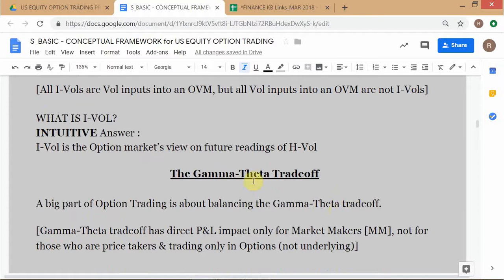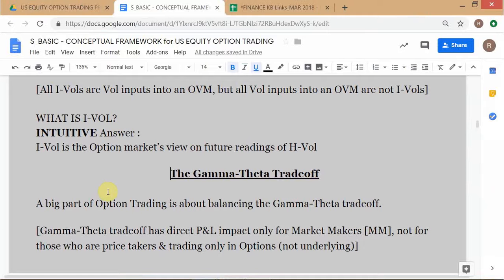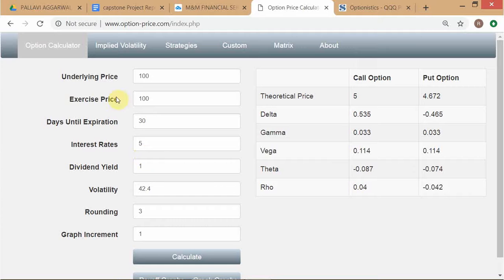Then, the intuitive answer of I vol. Try to understand the intuitive meaning. So mechanically you have understood what I vol is. Now we can segue into the intuitive answer. Now intuitively what are we saying? If we say that with these kinds of inputs, these are the outputs thrown out by the OVM. Here these are easy to understand. We are expecting a 1% dividend over this period.